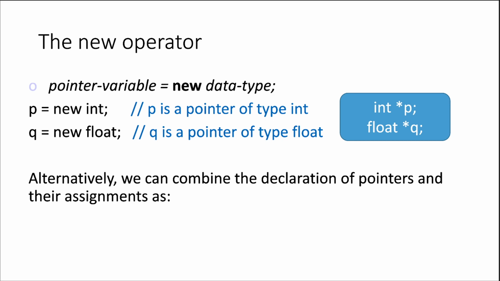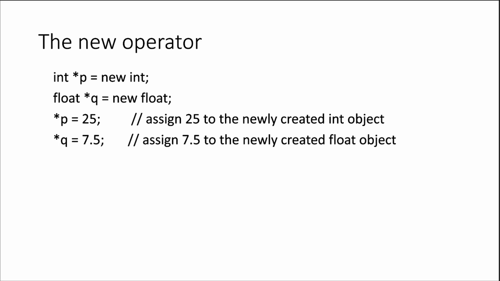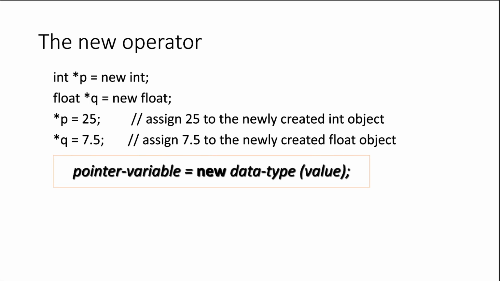Now we can even do a similar thing for user defined data types or classes basically. So we can even do it like this. We can combine the declarations and the assignments together. Int star P equal to new int. So similarly float star Q equal to new float. So this is for the predefined data type examples. So this is how I will be using star P equal to 25, star Q equal to 7.5, that way.